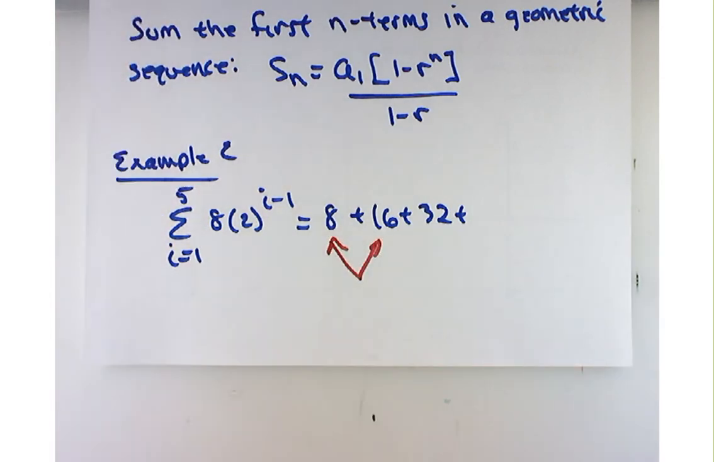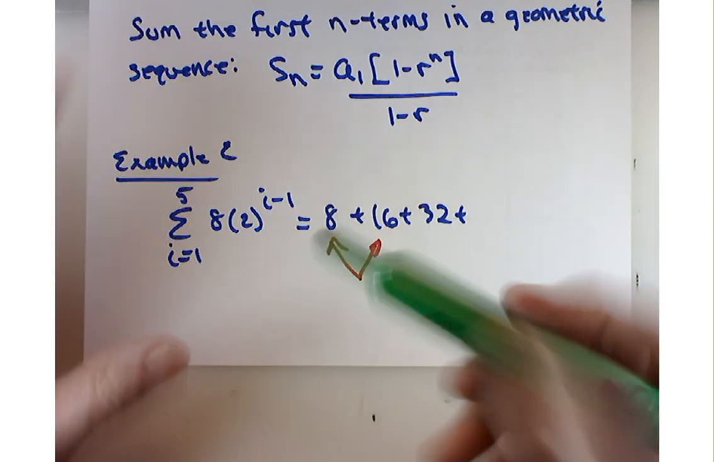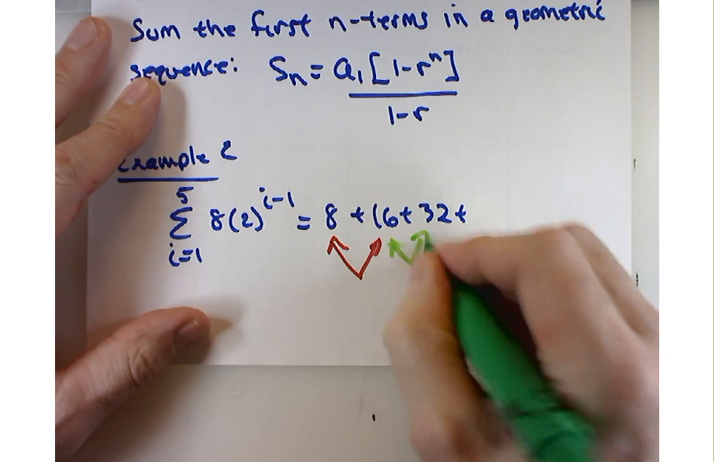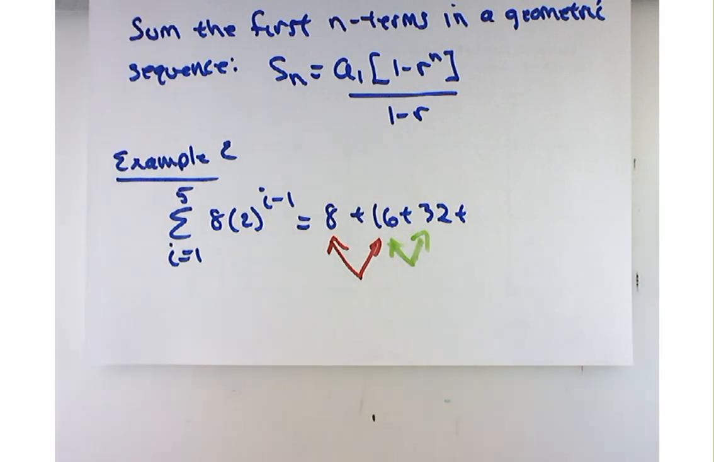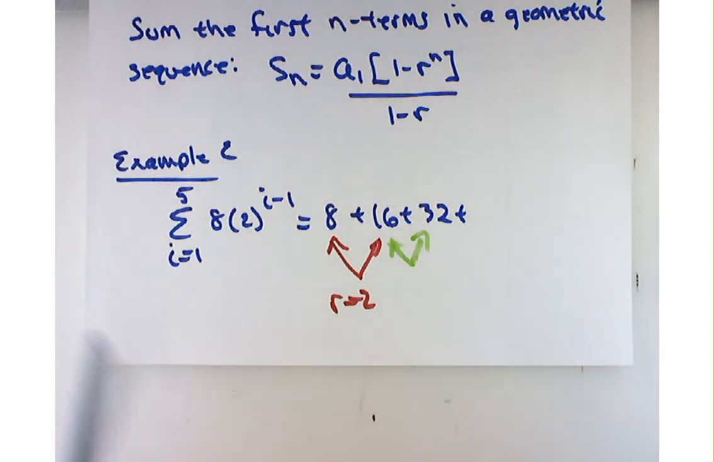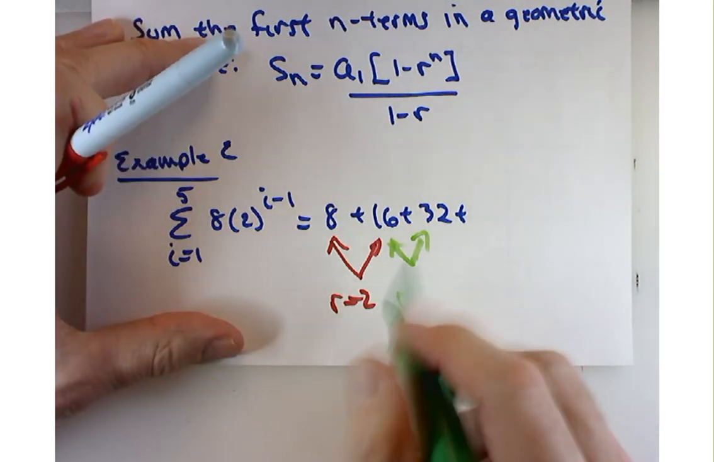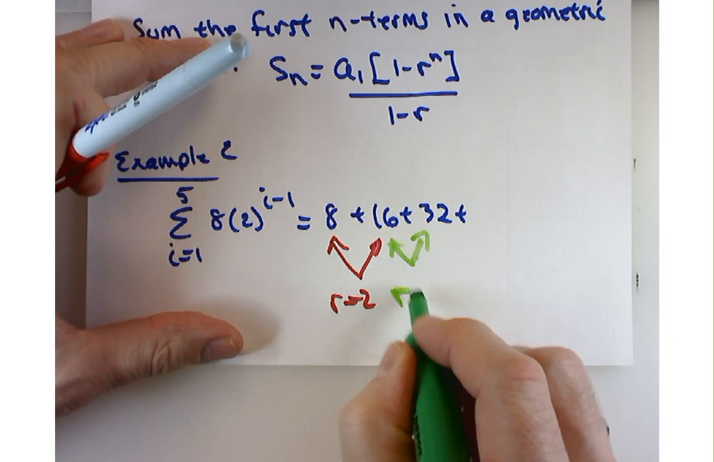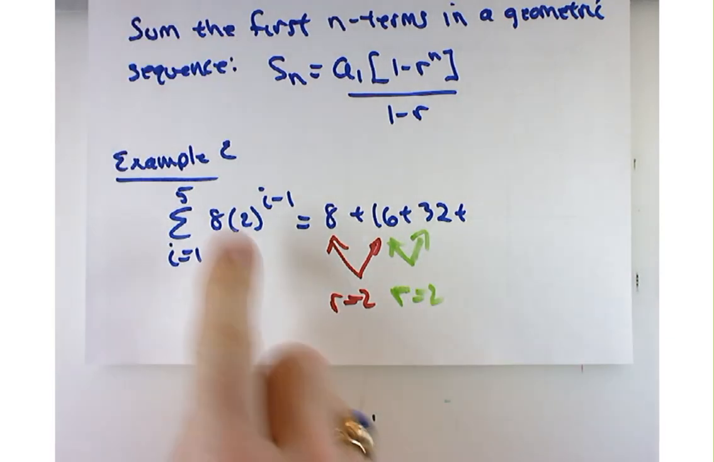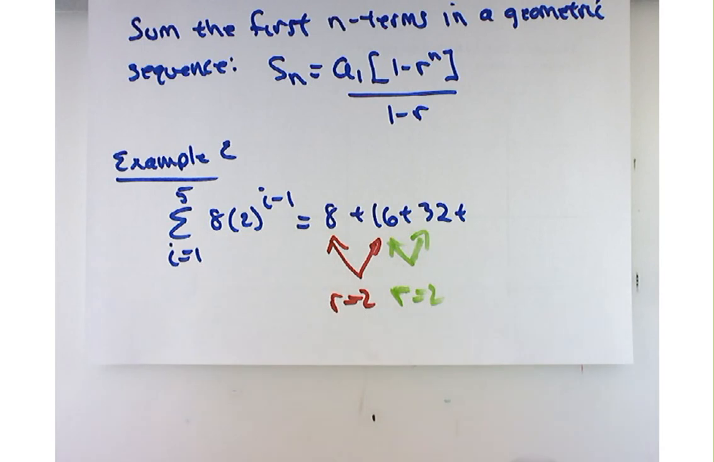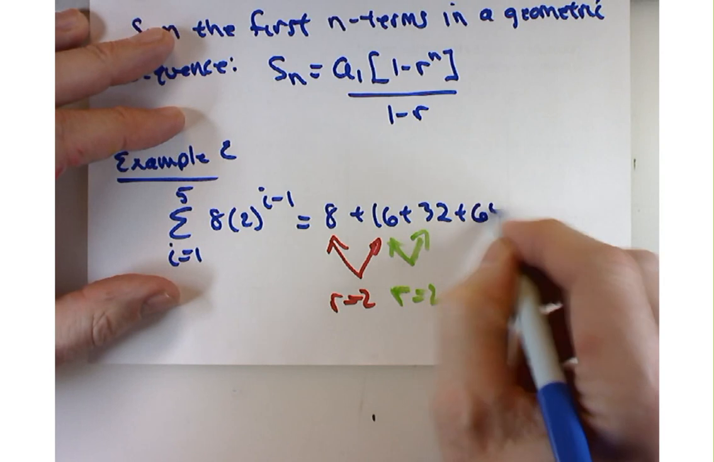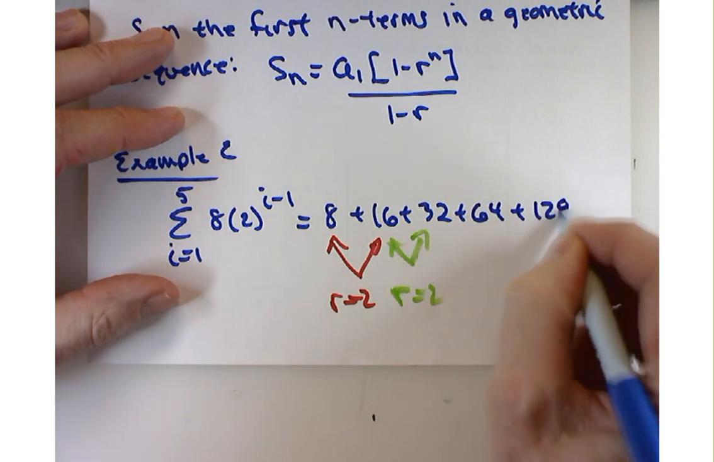Here to here, here to here. You're multiplying by 2. So you have a common ratio of r equals 2, r equals 2, etc. So you don't necessarily need to go back to the formula for each of these. Times 2 again is going to be 64. Times 2 again is going to be 128.